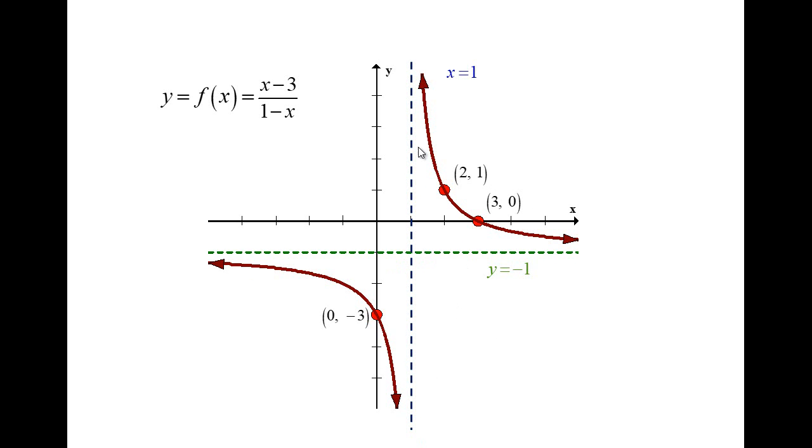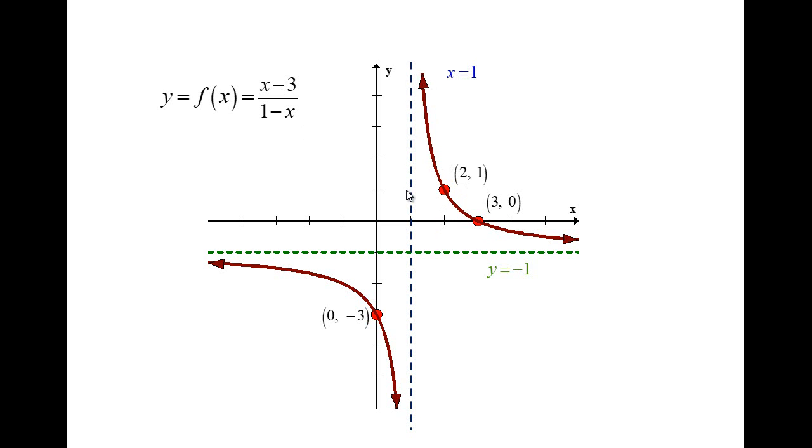And after 1, we know that the function is still decreasing, but it is concave up. Here is the x-intercept, here is the additional point, and it has a horizontal asymptote at y is equal to negative 1. So it is always decreasing, and as x goes to infinity, the graph gets closer and closer to y is equal to negative 1, and it increases as x gets closer and closer to 1 from the right. So it goes like this.